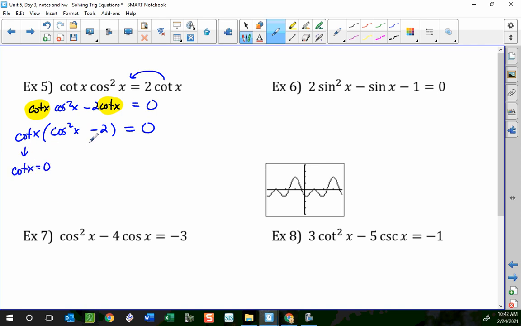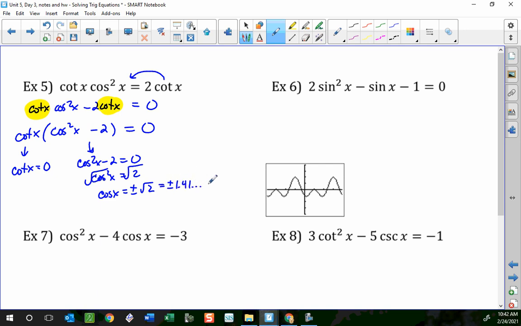I'll figure that out. Set this equal to 0. Cosine squared minus 2 equals 0. Add 2 to both sides, so I get cosine squared equals 2. Do the square root. Get cosine x equals plus or minus radical 2. Now wait a minute. It's supposed to be radical 2 over 2. I don't recognize this answer. In fact, radical 2 is the number 1.41 and so on.